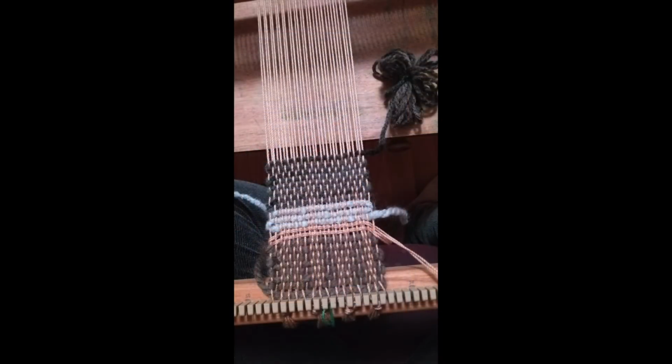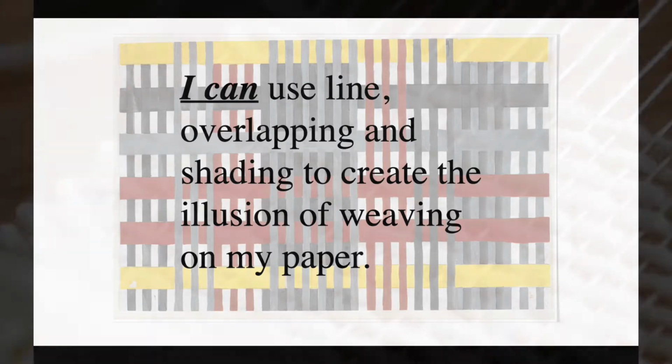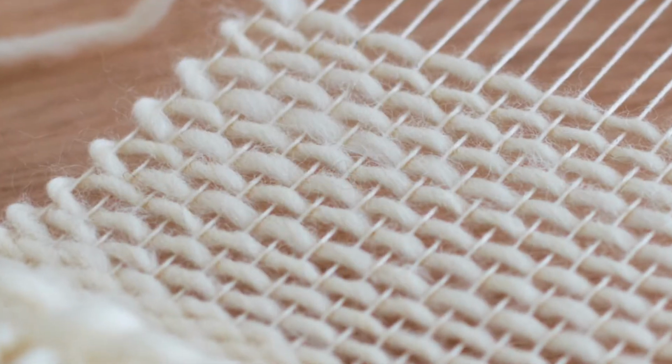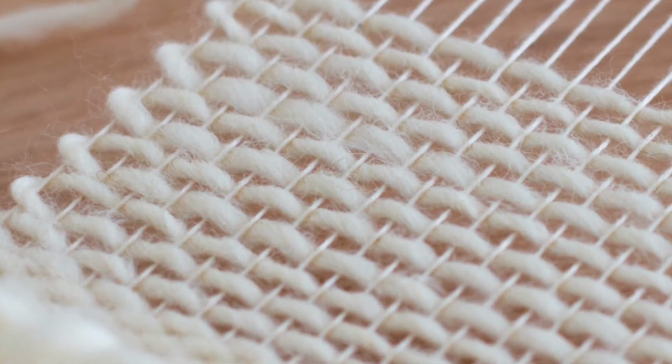Today we are going to look at weaving. Our I can statement is, I can use line, overlapping, and shading to create the illusion of weaving on my paper. Weaving is the interlacing of two sets of threads at right angles to each other to form cloth.